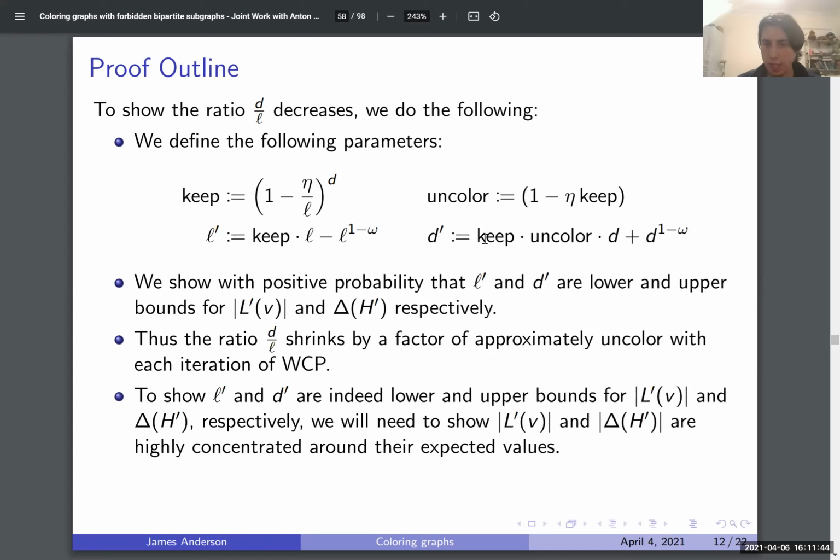It turns out that keep times uncolor times D is going to be the expected value for the degree of a vertex in H. And again, we have to have a small error term because it's too much to hope for that the degrees are all going to be less than their expected value. And so as long as we can show that the size of L prime of V and the max degree of H prime are highly concentrated, we'll be able to have that this ratio is shrinking until we can apply the LLL result.